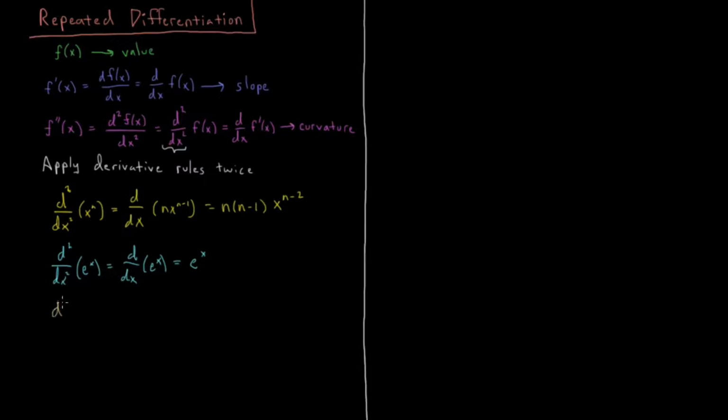What about sine and cosine? So d squared dx squared of, let's say, sine of kx. We'll use the chain rule on that one. Using the chain rule and the trig rule for the first one, we get that the derivative of sine kx is k cosine kx. Applying those rules again, the derivative of cosine kx is minus k sine kx, so the result is minus k squared sine kx.